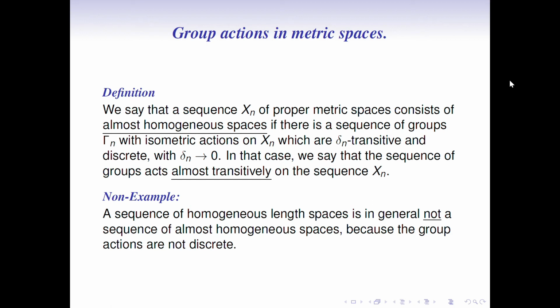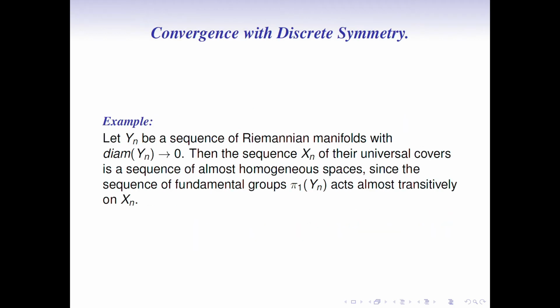I want to point out that in general, a sequence of homogeneous length spaces is not a sequence of almost homogeneous spaces, since the group actions are not discrete in general. So this concept of almost homogeneous spaces is not a generalization of homogeneous spaces. An example of this setup is the following. If we start with a sequence of Riemannian manifolds converging to a point, then the sequence of fundamental groups will act almost transitively on the sequence of universal covers. So the universal covers form a sequence of almost homogeneous spaces.